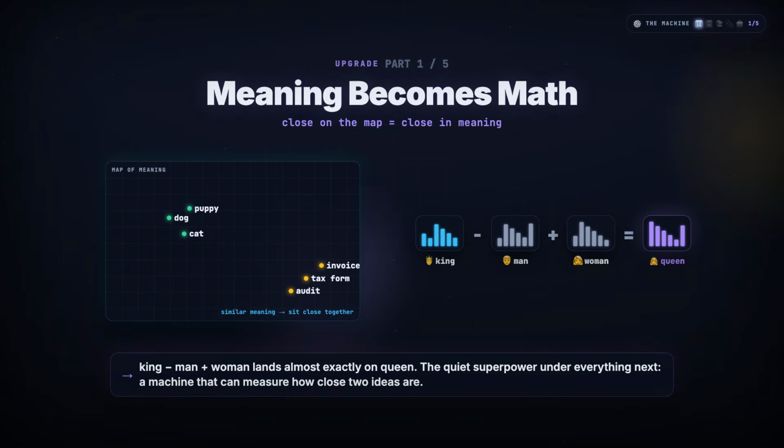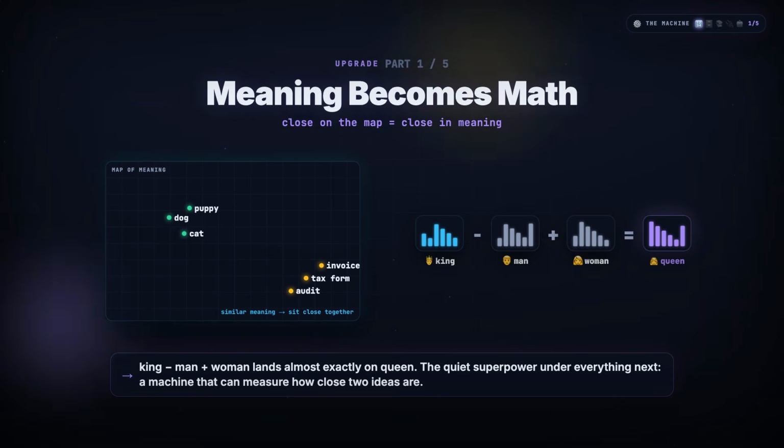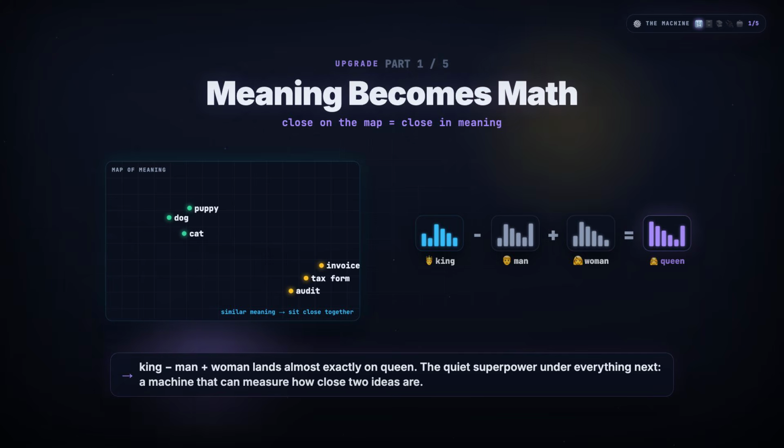On this map of meaning, dog and puppy sit right next to each other. Cat is close by. But tax form is way over on the other side. The computer never read a dictionary. It just measures the distance between two points. Close together means similar meaning. Far apart means unrelated. And it gets stranger.